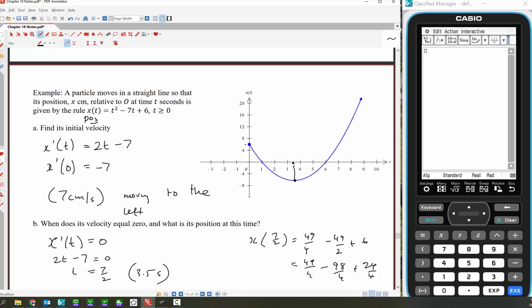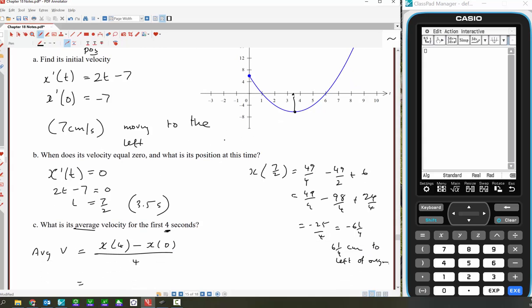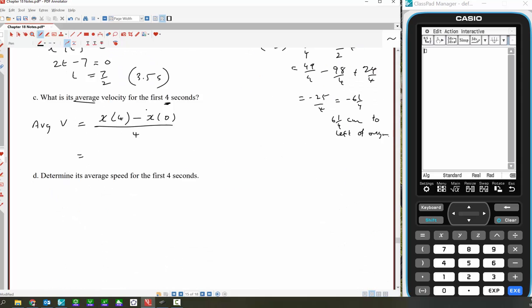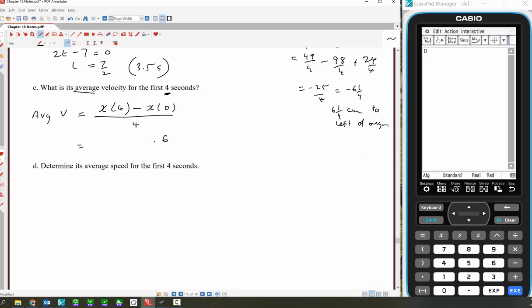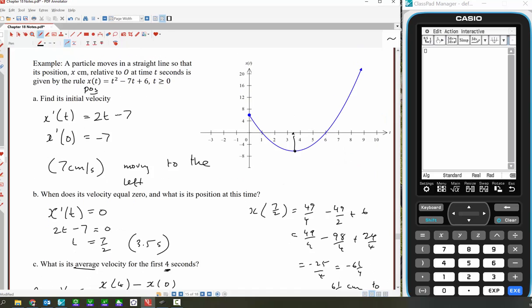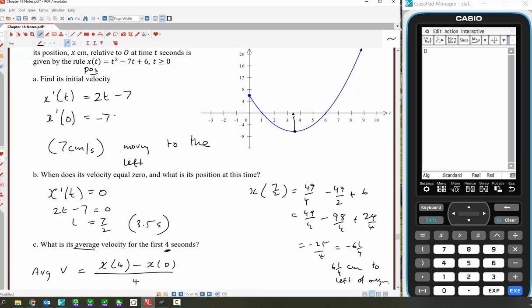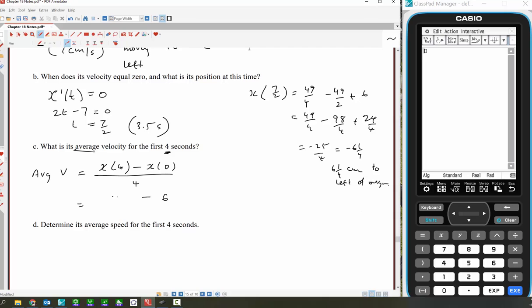Okay, so it's the first 4 seconds, and we can see that we're going to get a negative gradient over this time here. Initially it was 6, and x of 4, let's see if I can do this in my head, 16 take away 28 is negative 12. So that's negative 12 over 4, which is negative 3.